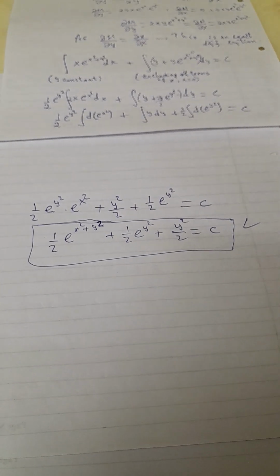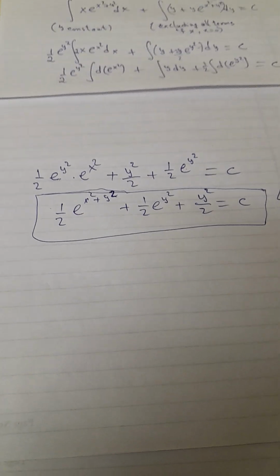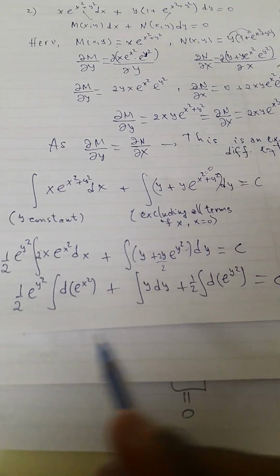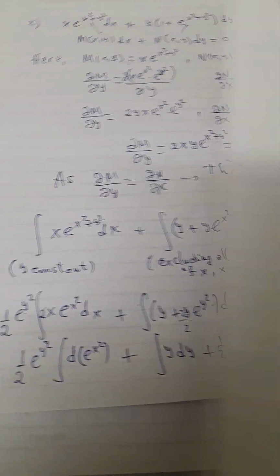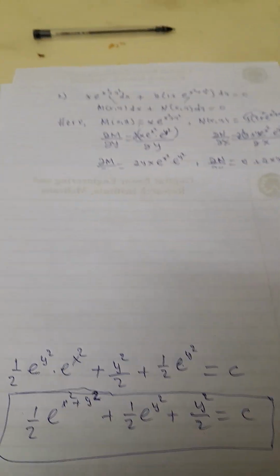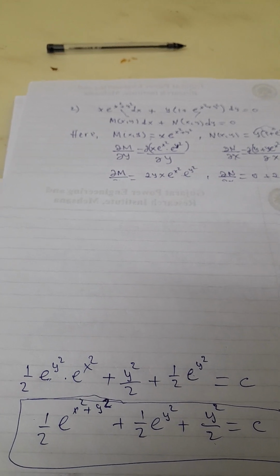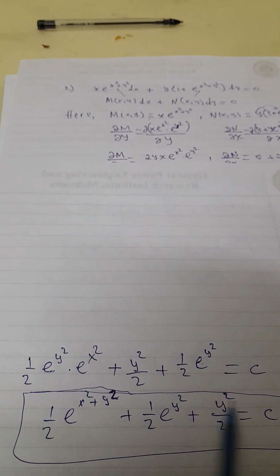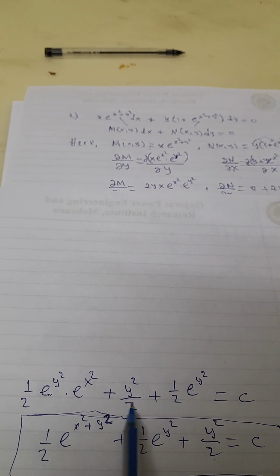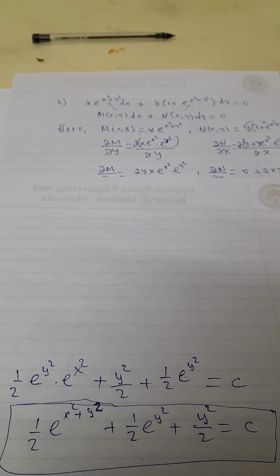So this is the solution for the second exercise, and so on. In this way you will have this solved. So the general solution will be given in this way. Like here you can see this and this. And this is one.